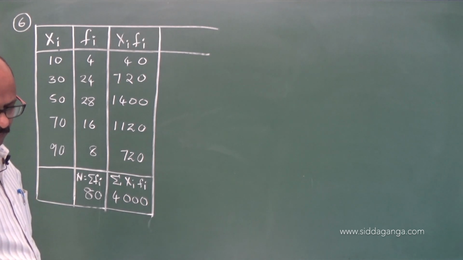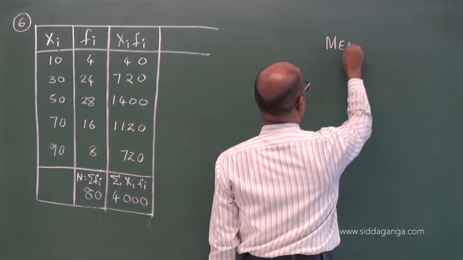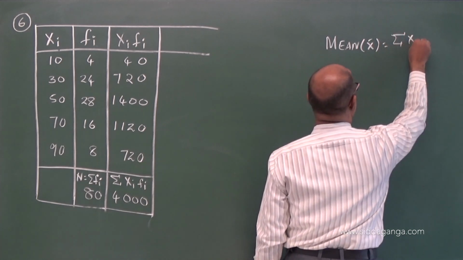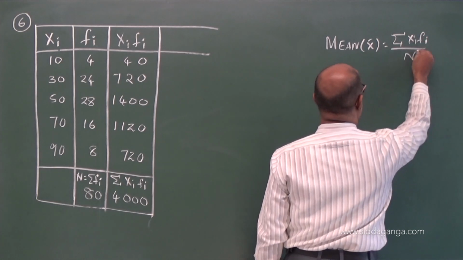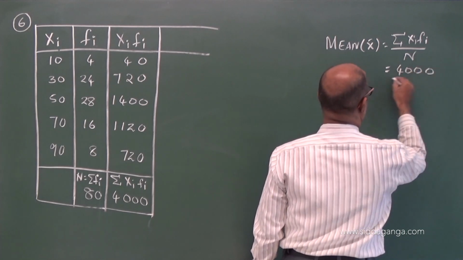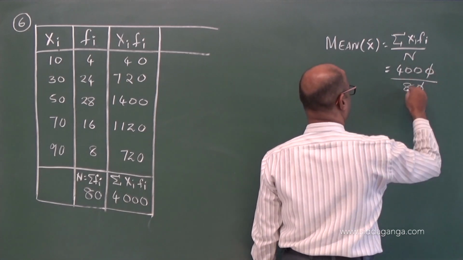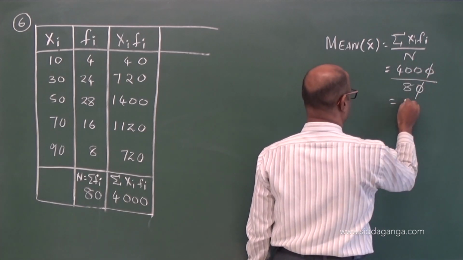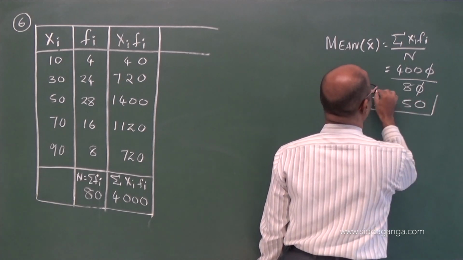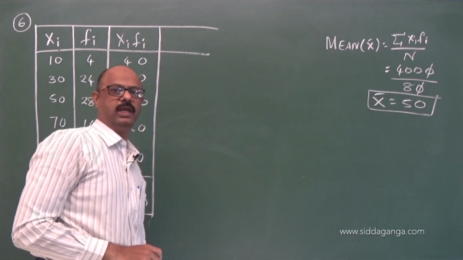Now find the mean, denoted as x bar, given by the formula sigma xi fi divided by capital N. This is 4000 divided by 80. The zeros get cancelled, 8 fives are 40, that is you will get 50. So x bar is equal to 50. X bar stands for mean, so mean is 50.